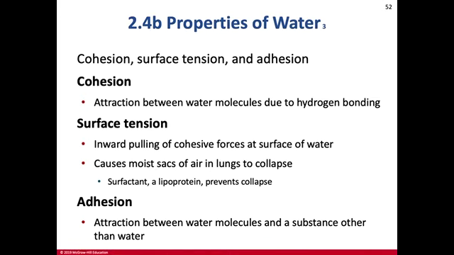Surface tension is just the attraction of water molecules more strongly to themselves than to the gas or air above it. And that means there's a slight inward pulling force that can support the weight of certain organisms, like water striders, okay? It can cause the moist sacs of air in the lungs to collapse. The way we overcome that in the lungs is to produce something called surfactant, which is a detergent-like secretion that breaks hydrogen bonding and allows the lungs to expand and contract when you breathe in and out, okay?